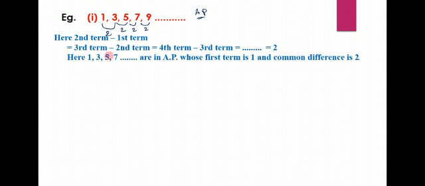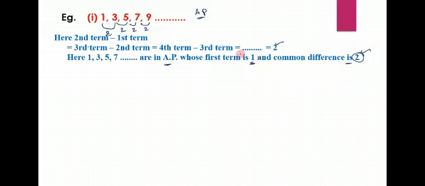Here, second term minus first term, third term minus second term, fourth term minus third term, all give the common difference 2. Here this is an AP. Why is it an AP? Because the difference between two successive terms remains the same. In this AP, the first term is 1 and the common difference is 2.